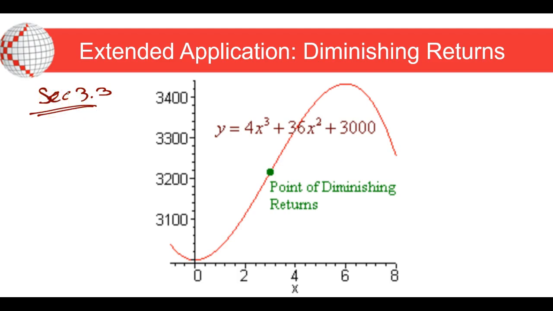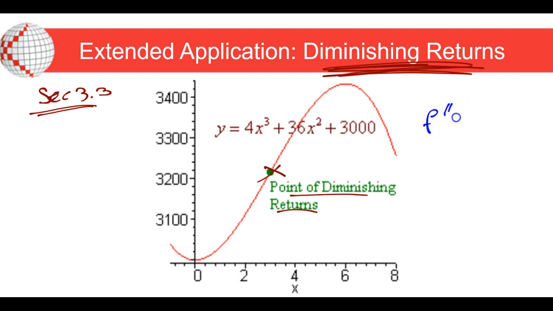Just wanted to finish up this video and talk about diminishing returns. For business calculus students, the point of diminishing returns is what we call the inflection point. And if you recall from my previous video, the inflection point can be found by the second derivative and looking at concavity and where concavity is changing.